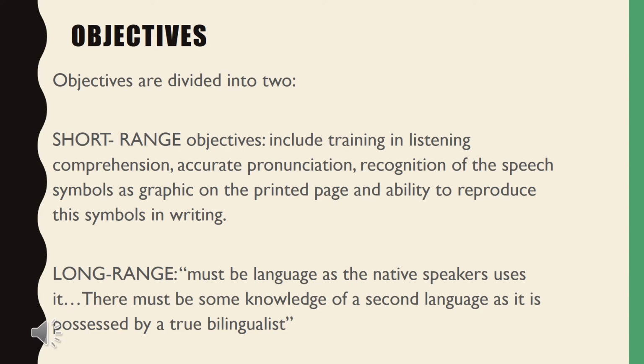Objectives. Brooks distinguishes between short-range and long-range objectives of an audiolingual program. Short-range objectives include training in listening comprehension, accurate pronunciation, recognition of speech symbols as graphic signs of the printed page, and the ability to reproduce these symbols in writing. Long-range objectives must be language as the native speaker uses it. There must be some knowledge of a second language as it is possessed by a true bilingualist.